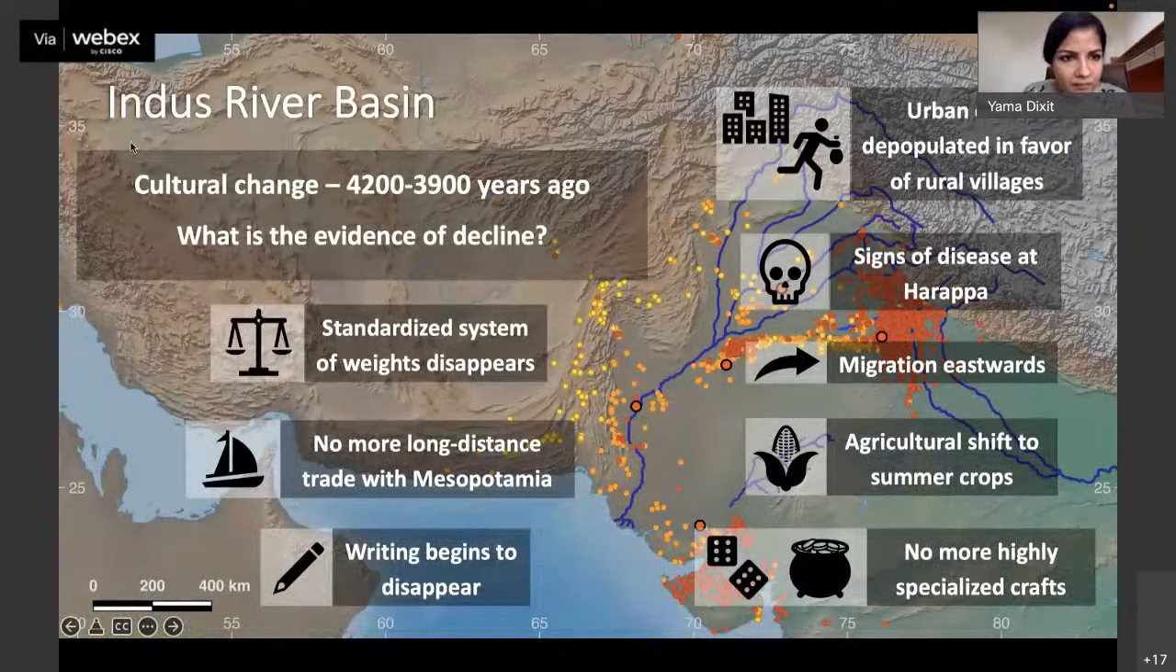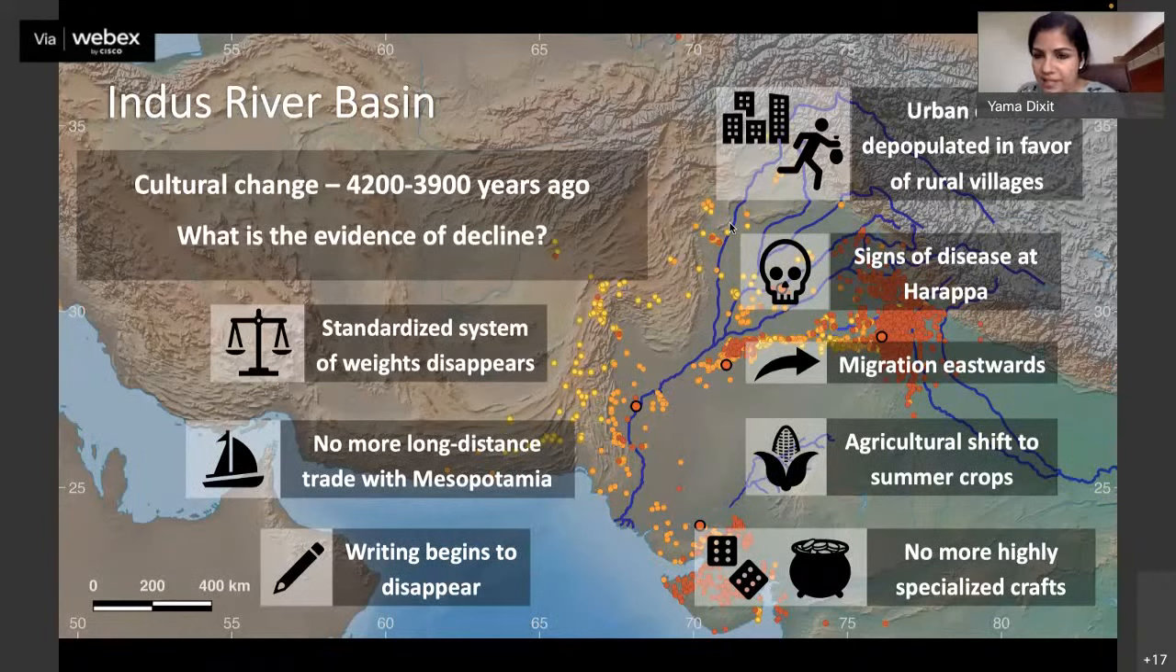So, the cultural change that happened between 4,200 and 3,900 years ago, what is the evidence of this decline? The evidence is in the form of the weights system. They had a proper weight system that started disappearing. There was no trade. Writing began to disappear.